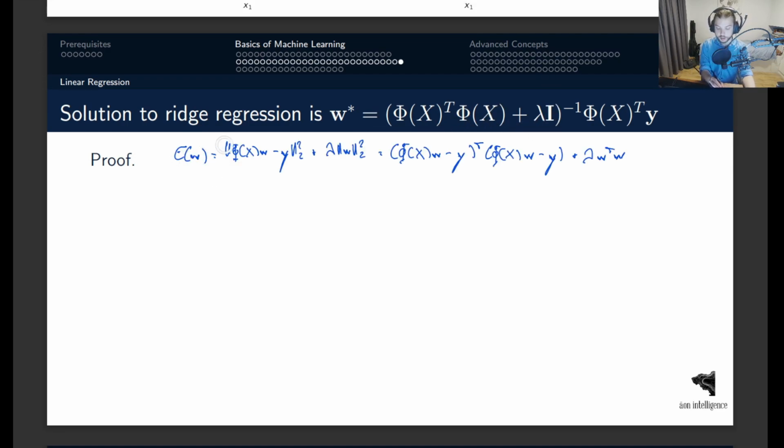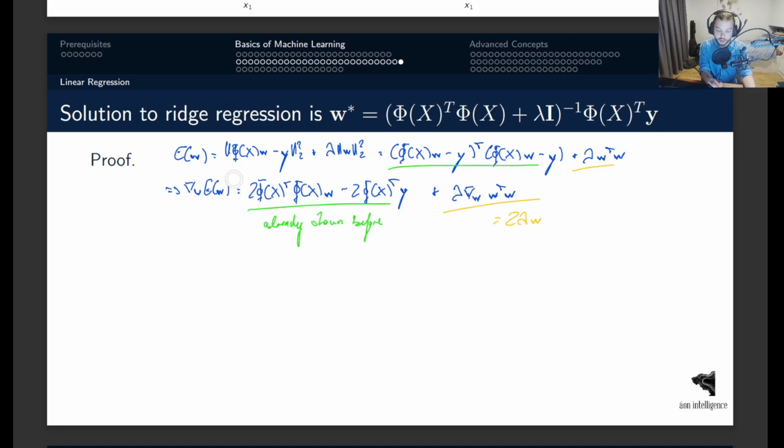Now we start by writing out our loss function again. So we have this squared L2 norm of our prediction vector minus the true label vector. And this time we add the scaled magnitude of the parameter vector. And from the previous proofs, we know that the squared L2 norm of any vector is just the vector transpose times itself. So let's write it out for both of these squared L2 norms.